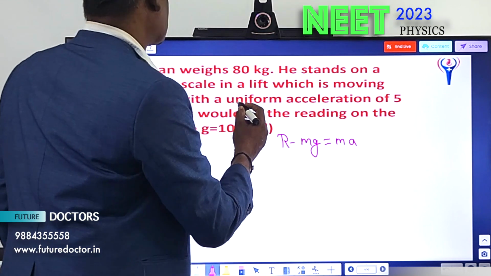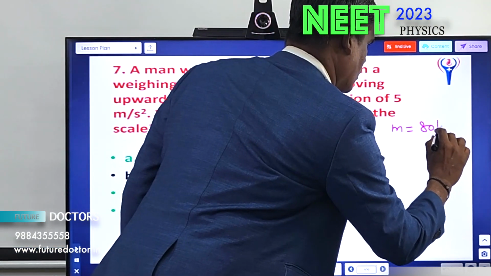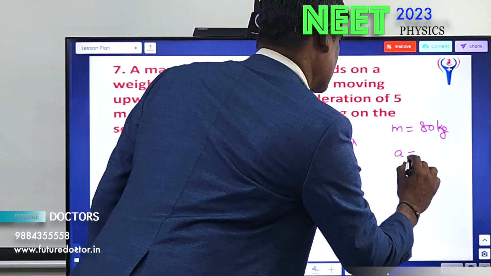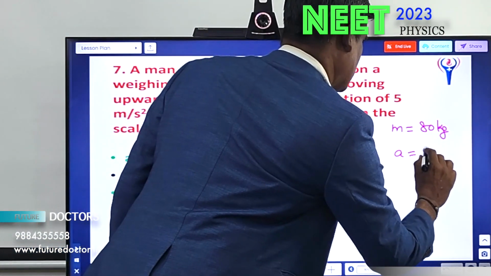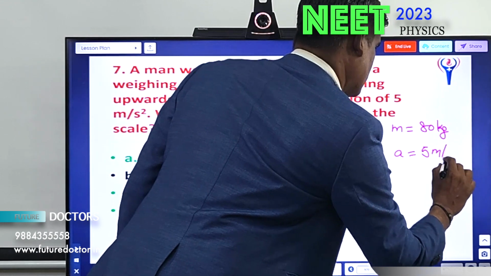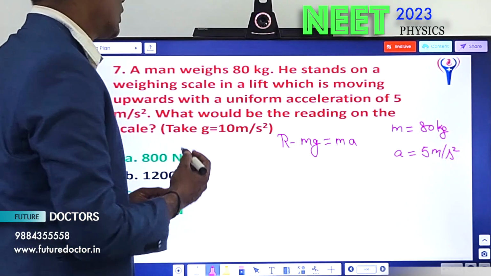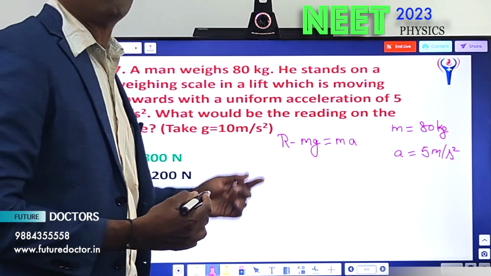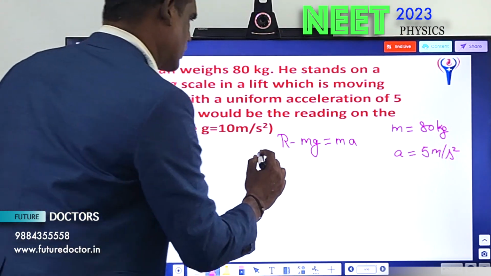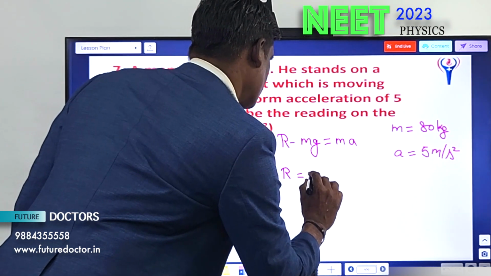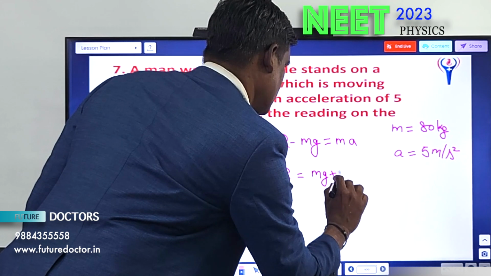And m is given 80 kilogram. And what is the other thing given? Acceleration A equal to 5 meter per second square. Then substitute and you want to find what would be the reading on this scale. That is the apparent weight. Only that you want to find. R minus mg equal to ma. R equal to mg plus ma.